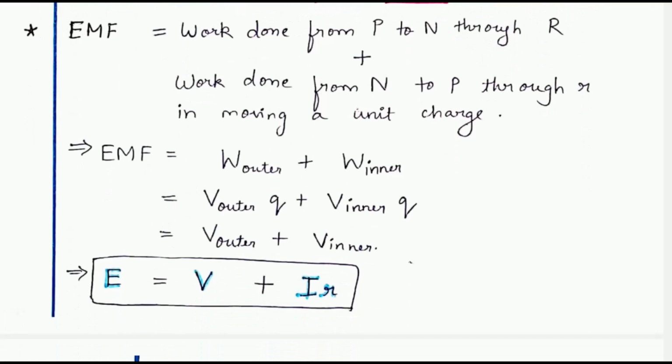So work done in the outer circuit will become potential difference of the outer circuit into charge, plus similarly work done in the inner circuit will become potential difference of the inner circuit into charge. Now as in the definition we have taken a unit positive charge, that means its magnitude is 1 coulomb. So if we replace Q with 1, then the Q will vanish. So our equation will become EMF is equal to V outer plus V inner.